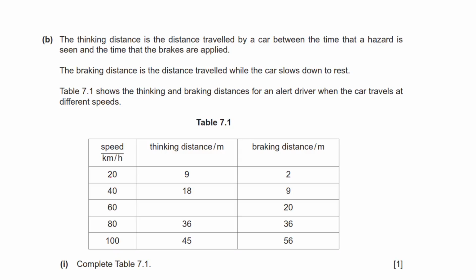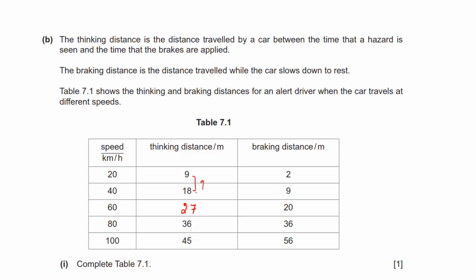The car is traveling at a speed of 20 kilometers per hour. Thinking distance is 9 meters and the braking distance is 2. Then the speed doubles, the thinking distance doubles, and the braking distance changes as well. Then at 60, we have to find the value, and then again the speed doubles. What we are seeing is that as the speed doubles, the thinking distance doubles. So as the speed increases 3 times the initial speed, the thinking distance will increase 3 times. So it comes out to be 27.